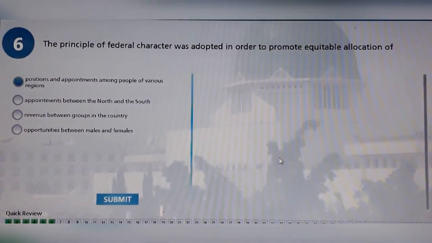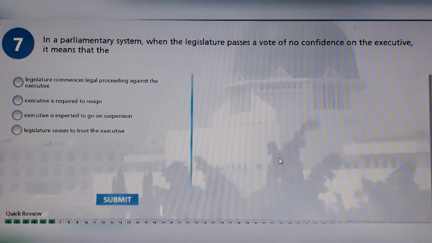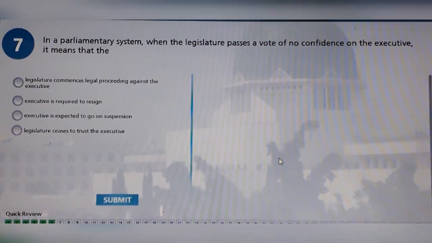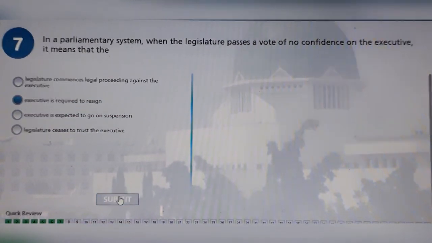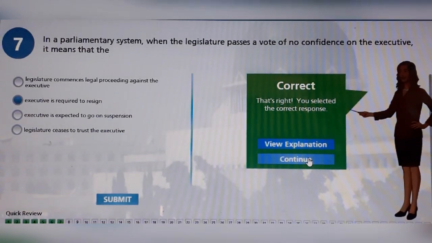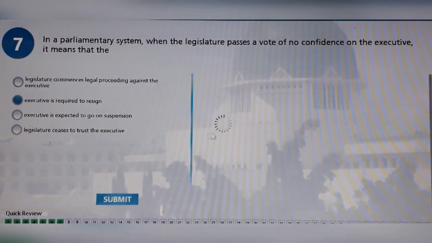Let's move over to number 7. Number 7 says, in a parliamentary system, when the legislature passes a vote of no confidence on the executive, it means that... From the name parliamentary system, of course we know we're dealing with a parliamentary system of government. And when the legislature passes a vote of no confidence on the executive, by inferring, government students, you should know that the executive is required to resign. So the option that fits is option B. The executive is required to resign. The other options do not fit into what is being discussed.